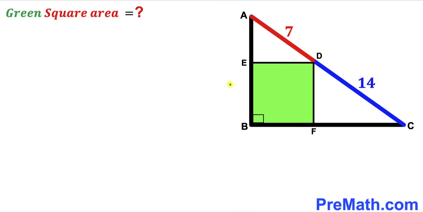In this video, we have this green shaded square EBFD fully inscribed in a right triangle ABC, as you can see in the given diagram, such that segment AD length is 7 units, whereas segment CD length is 14 units. Our task is to calculate the area of this green shaded square EBFD.